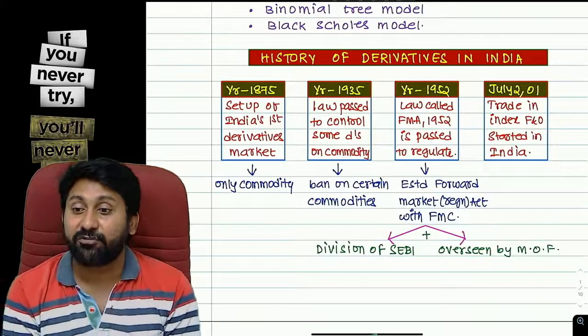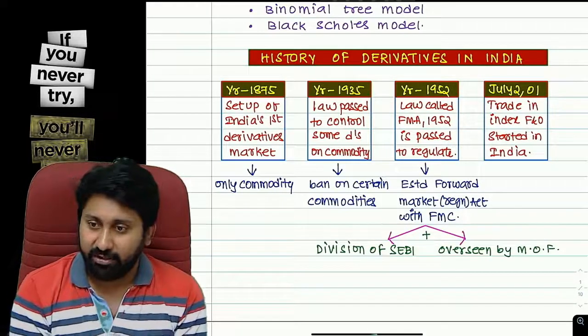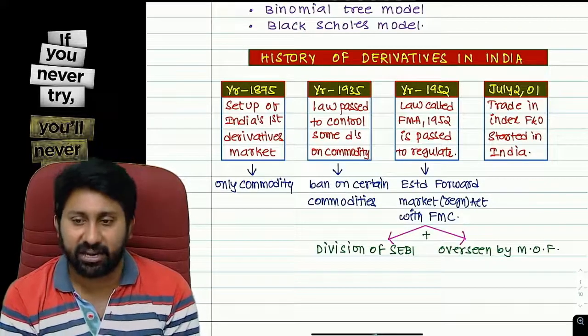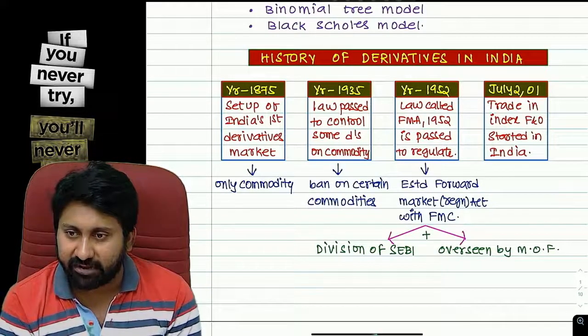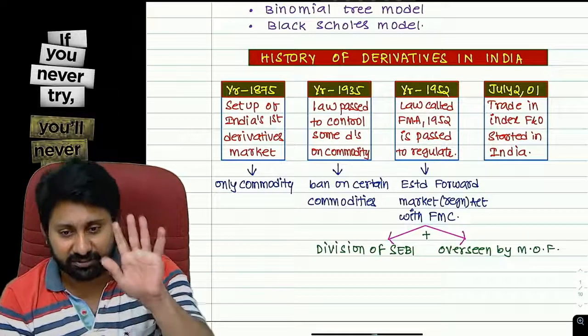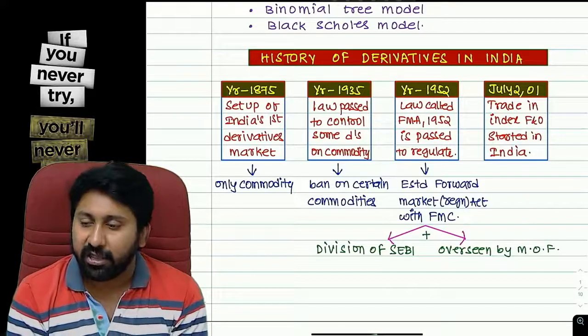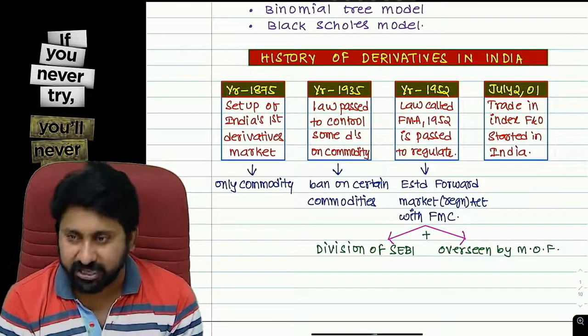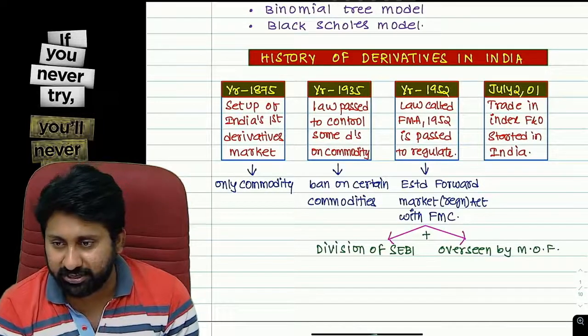July 2nd, 2001, trade in index futures and options started in India. From then we didn't turn back. India has become one of the biggest leaders in the derivative segment in the entire world. I'm not saying rank number one, but India stands in the first 5 ranks in the entire world in the derivative segment. That's because of the index futures and options that started way back in the year 2001.